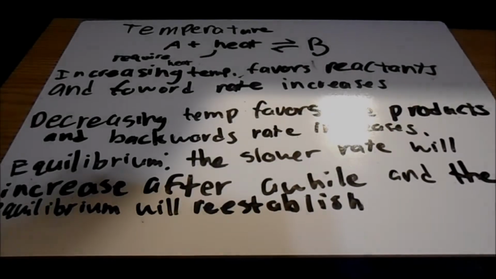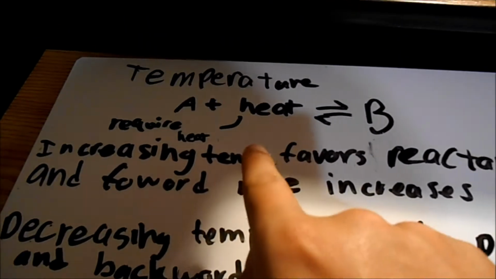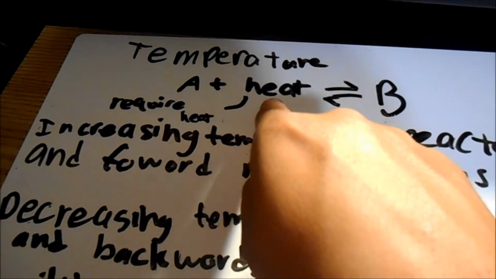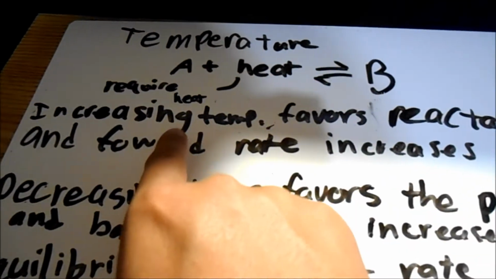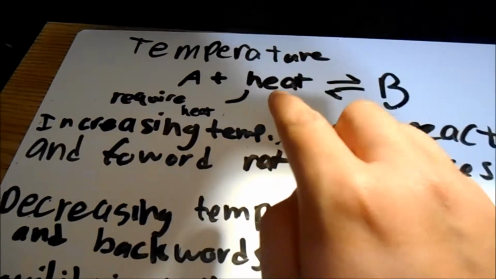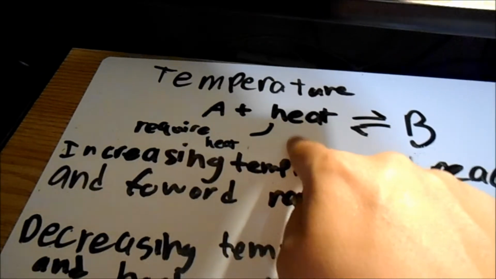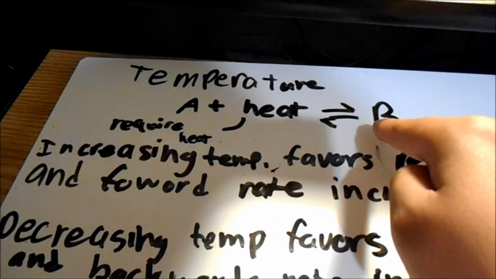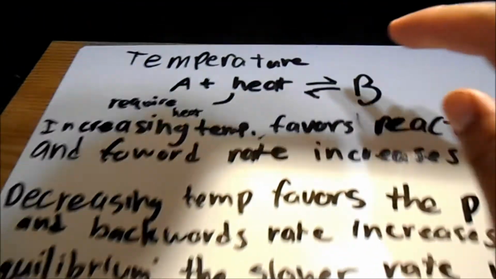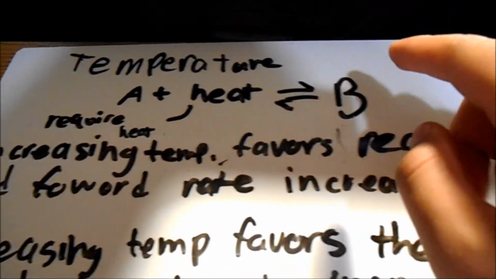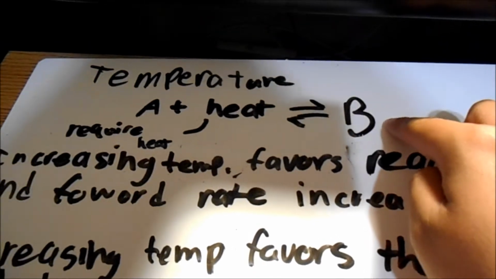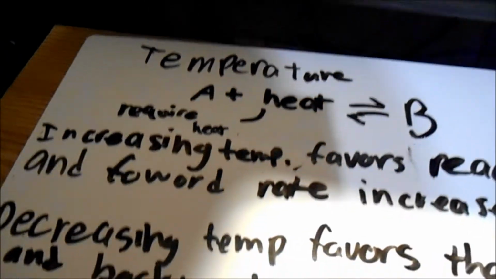When it comes to temperature, in this case, this reaction requires heat. And if I increase the temperature, therefore increasing this heat, the reactants are favored and the forward reaction is faster. If I decrease the temperature, the products are favored and the backwards rate is faster.